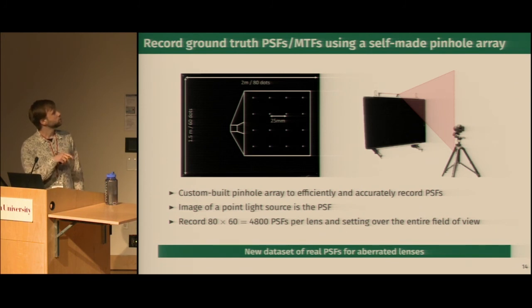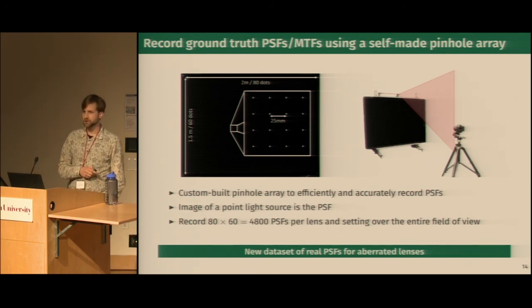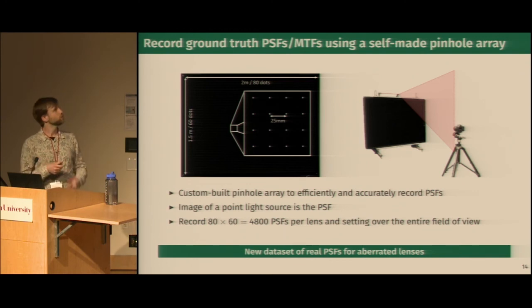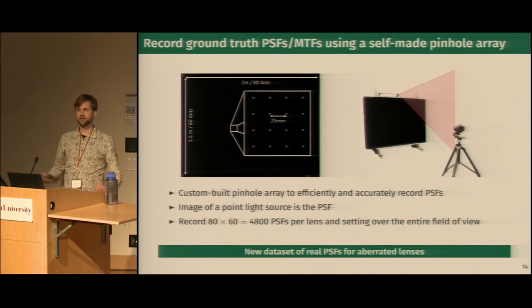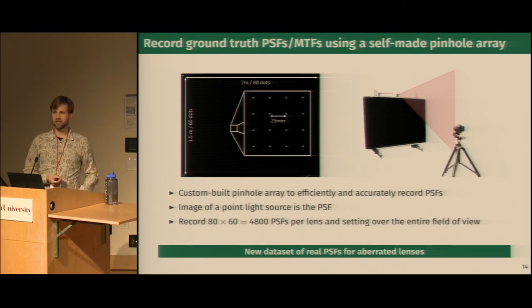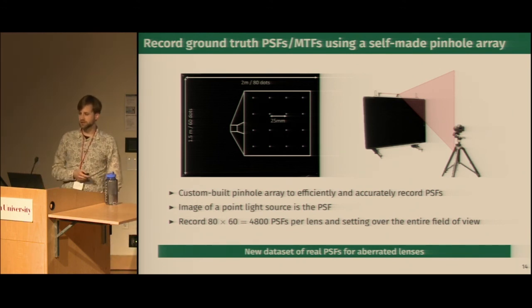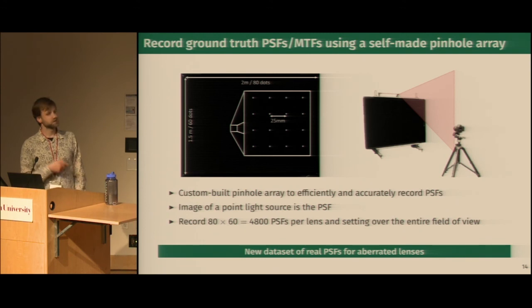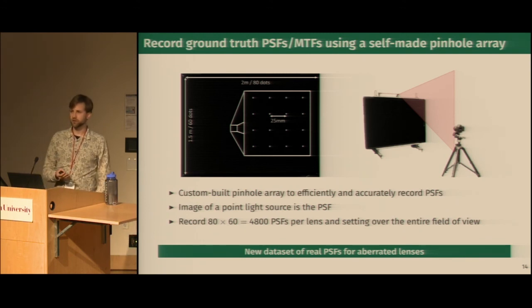And in total there's about 4,800 holes, and by taking a picture with our camera of this screen, we can capture the point spread function over the entire field of view at a certain camera setting with a single photograph. And we do actually take several photographs and then average them to increase the signal-to-noise ratio, but this allows us to capture and characterize the ground truth very efficiently.